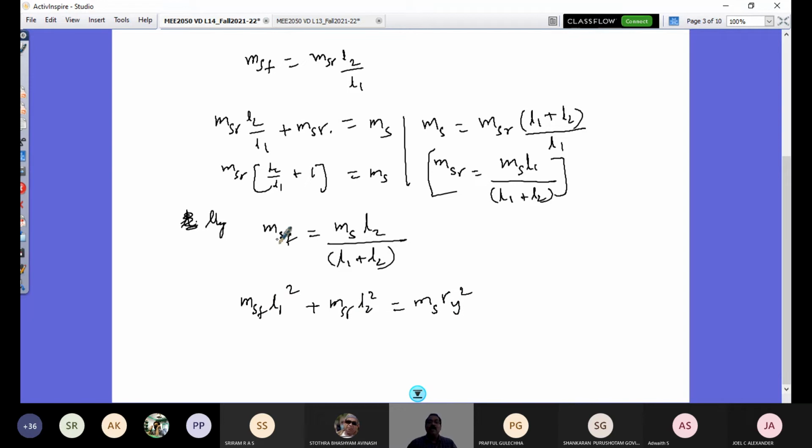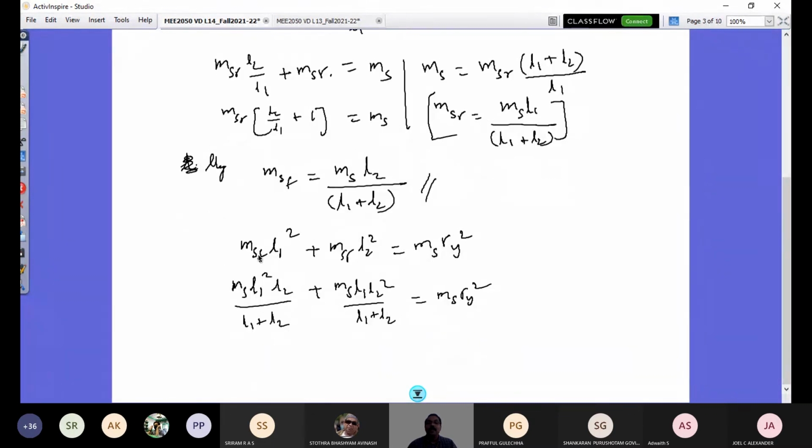So substituting MSF and MSR, whatever that I have here, this one and this one, if I substitute here and work it out, what will I get? MSF is nothing but MS into L1 square into L2, plus MS into MSR will be MS into L1 into L2 square. Here it's by L1 plus L2, here it's L1 plus L2. That's equal to MS Ry square. So MS is common in all the terms, that MS goes off. Then I have here L1 square L2 plus L2 square L1 by L1 plus L2. That's equal to Ry square.